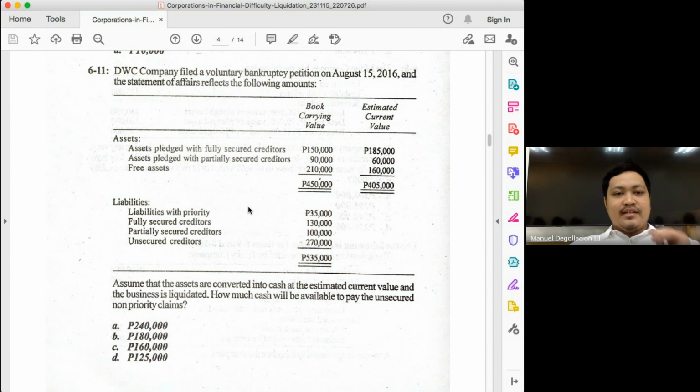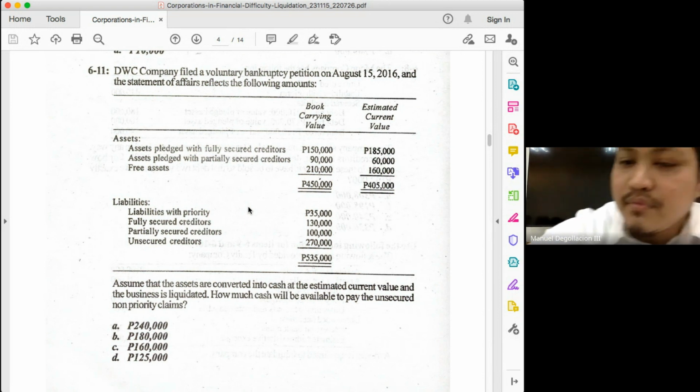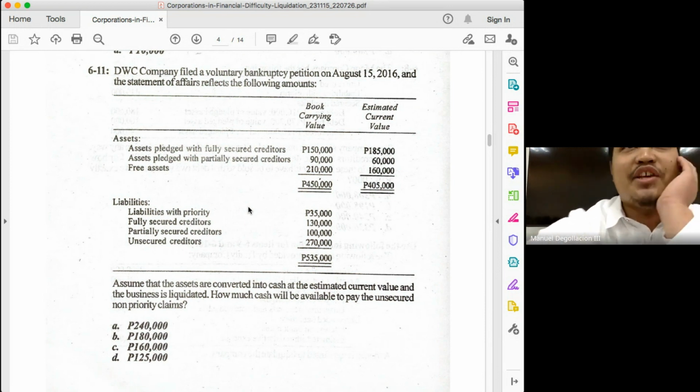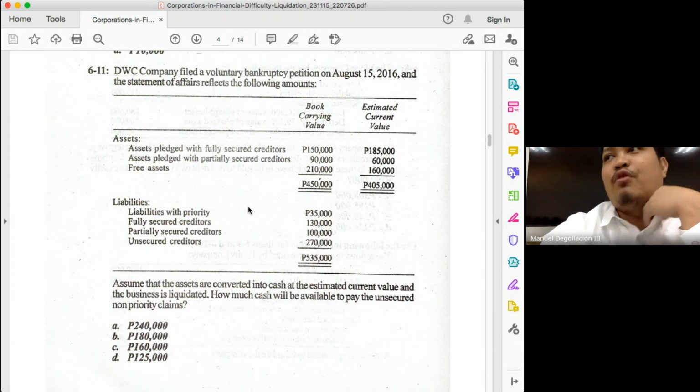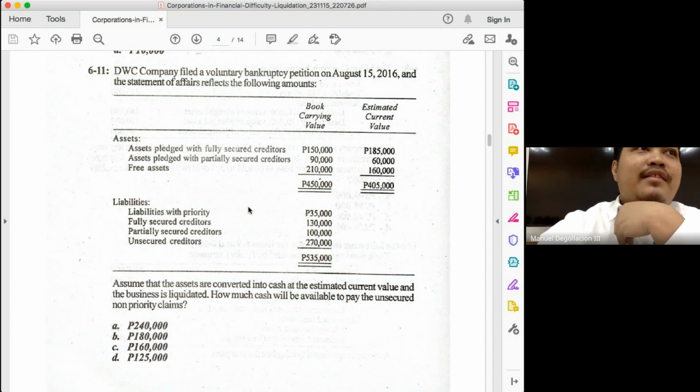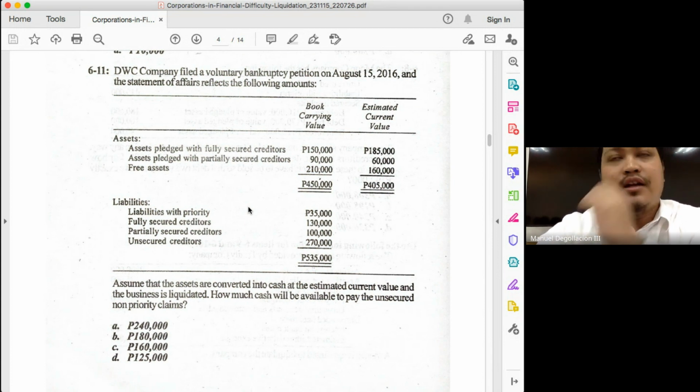60,000. Does everyone see the 60,000? Assets pledged with partially secured creditors. Our partially secured claims is 100. The amount of security is 60. So how much then is the unsecured portion? You will have 40,000. And you will add that in computing for your denominator.